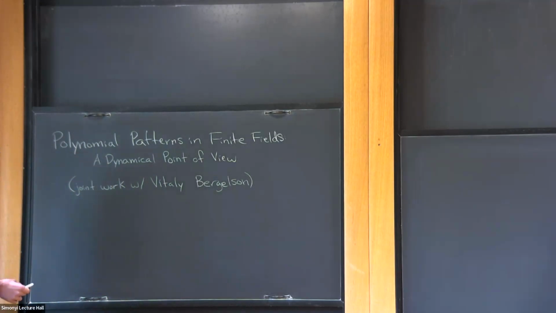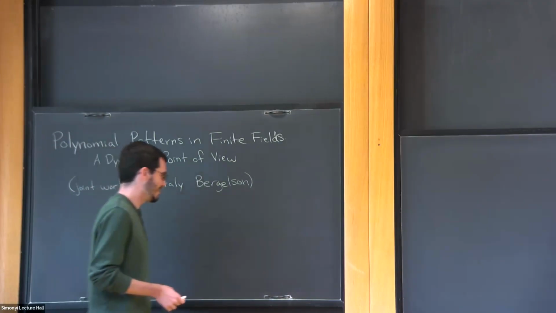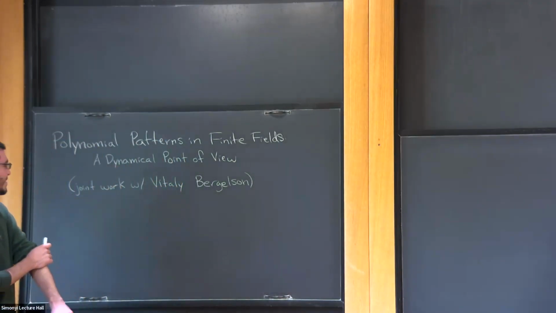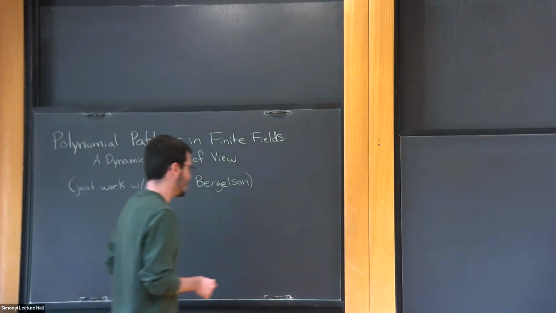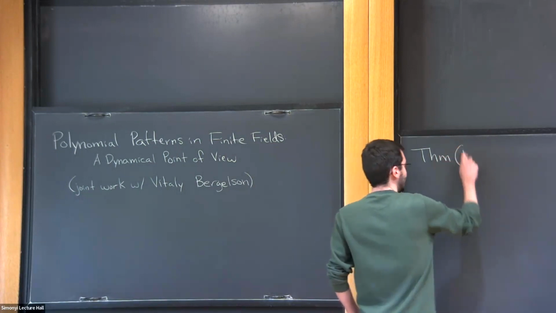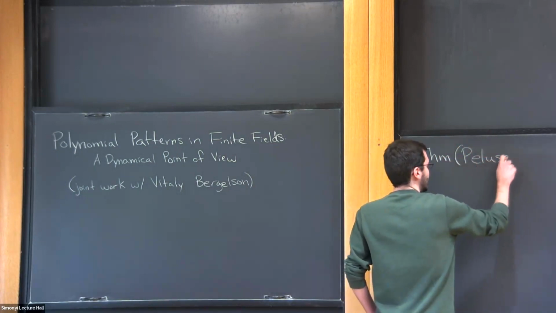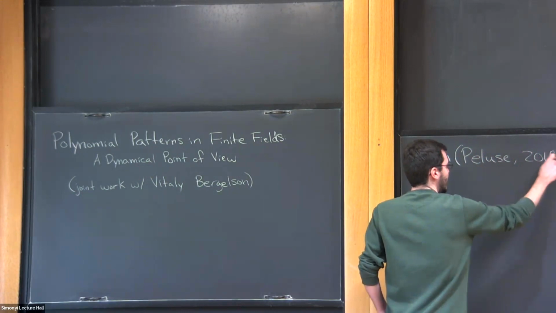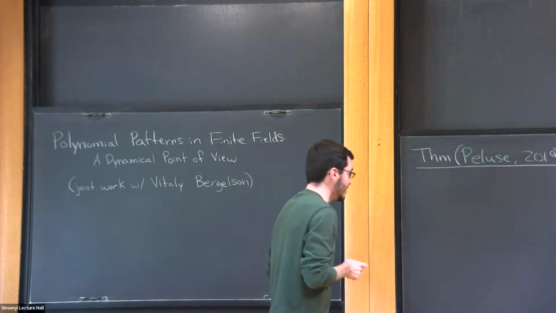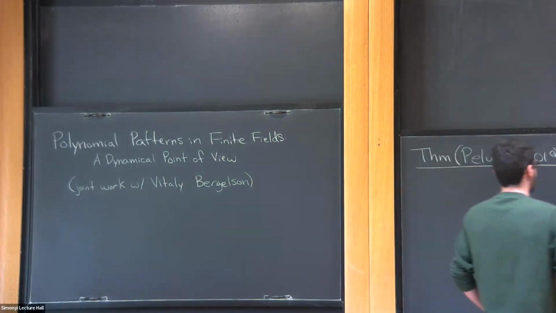The goal of the talk is going to be to introduce some results, but also talk a lot about maybe heuristics and emphasize that perhaps more than the theorems. But I want to start with a result of Sarah's from a few years ago, about polynomial configurations in finite fields. So what does it say?